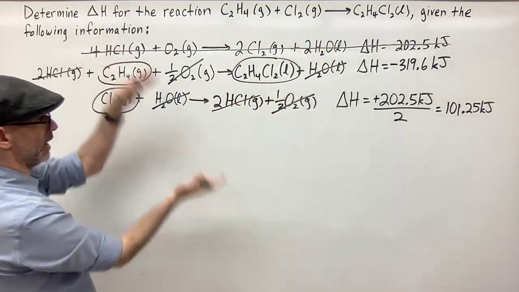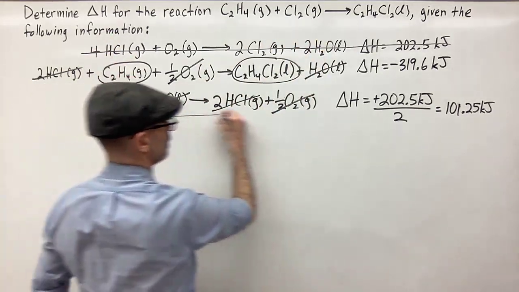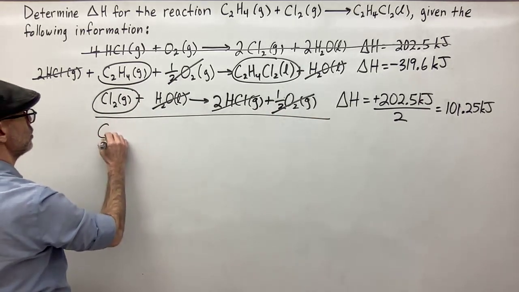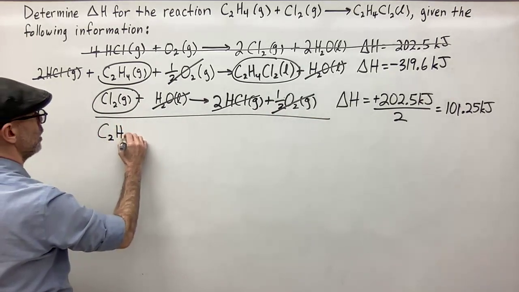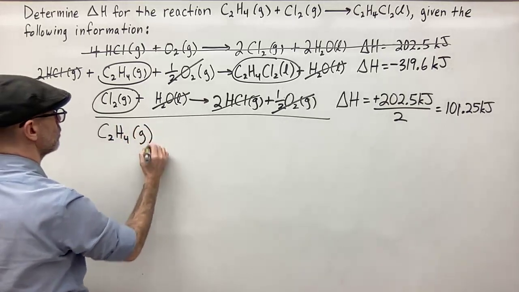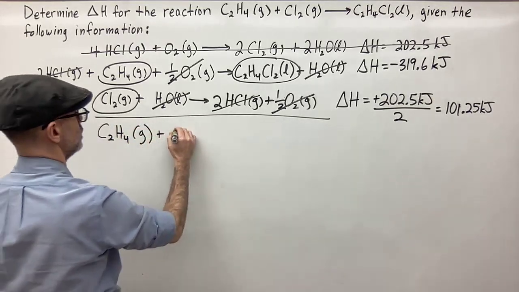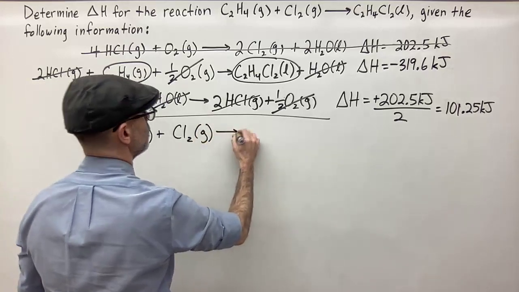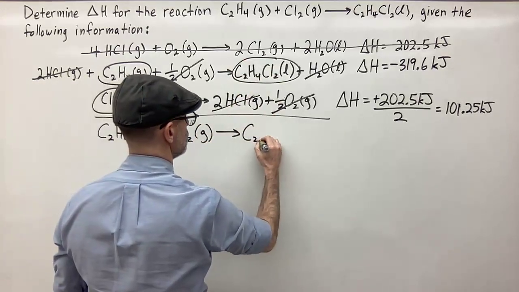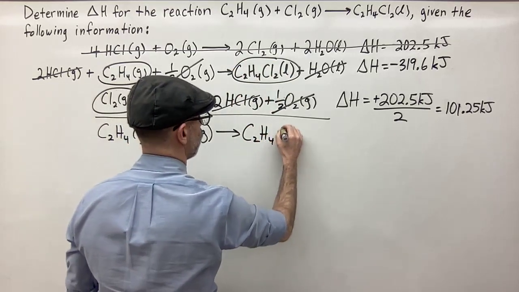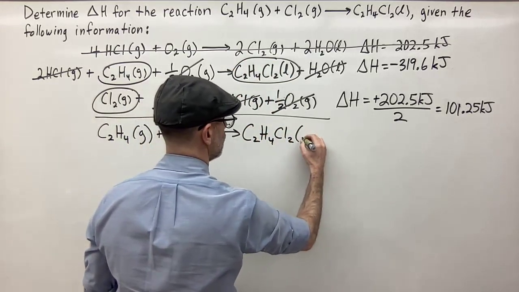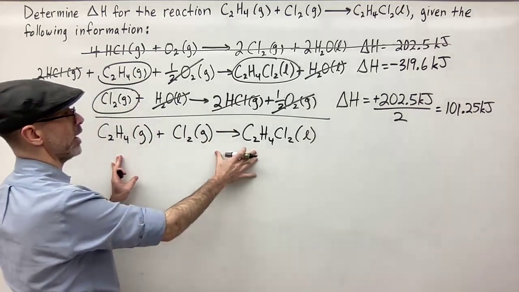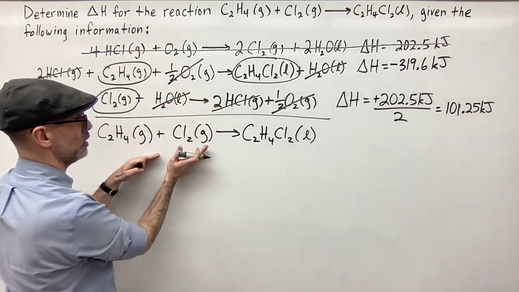So now if I add these together, right, I'm going to add these reactions together. So I'm going to end up with C2H4 gas plus Cl2 gas gives me C2H4Cl2 liquid. So I have now gotten the equation by adding these two together.